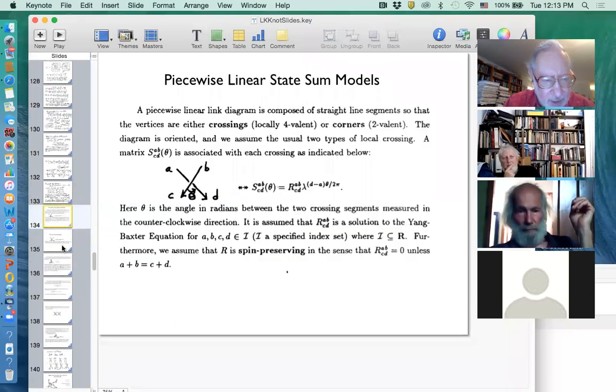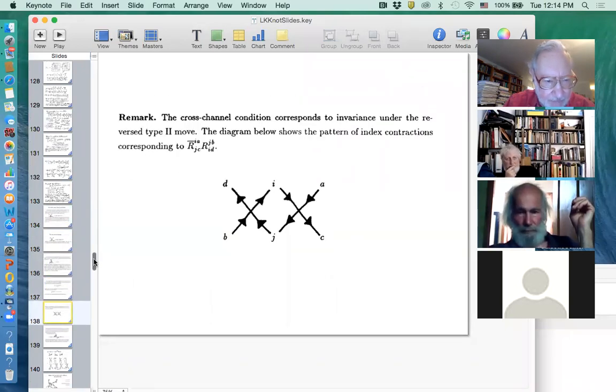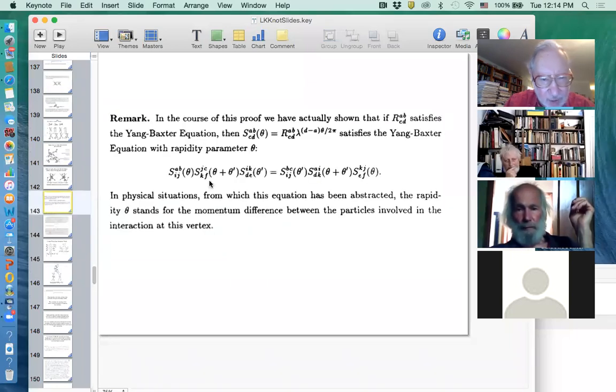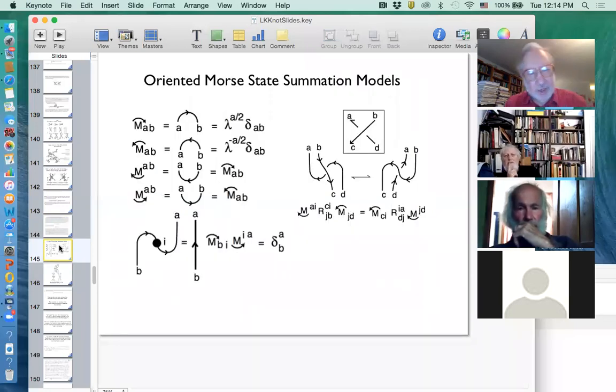I think I'm still telling you physics stories. Just a moment. We talked about piecewise linear state models. We talked about the Yang-Baxter equation with its angular parameter in terms of those models. And I think I didn't mention this.